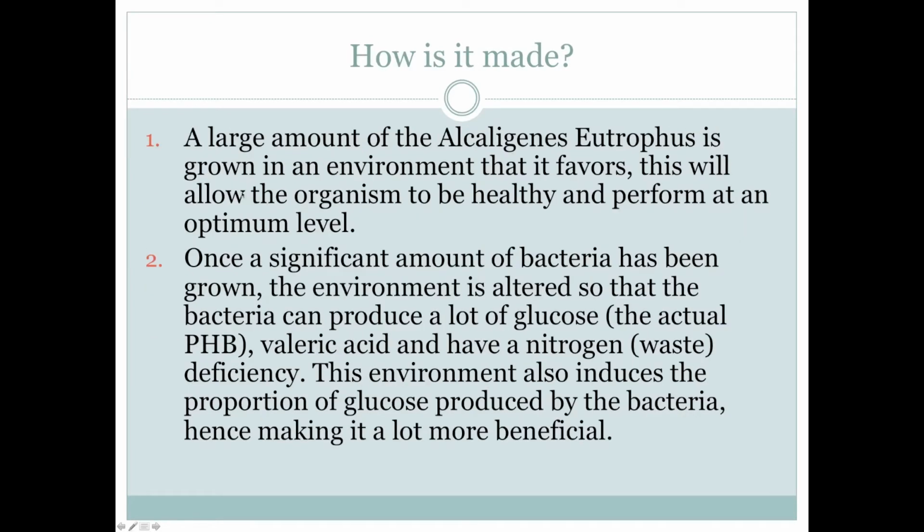Now, how it's made. A large amount of alkylogenes eutrophus is grown in an environment that it favors. This will allow the organism to be healthy and perform at an optimum level. Once this is done, a significant amount of bacteria will grow. The environment is altered so that the bacteria can produce a lot of glucose, which is the actual PHB, and valeric acid will also be produced at a large scale. Something that they don't want to be produced a lot is the nitrogen, which is considered a waste. The environment also induces the proportion of glucose produced by the bacteria, hence making it a lot more beneficial.